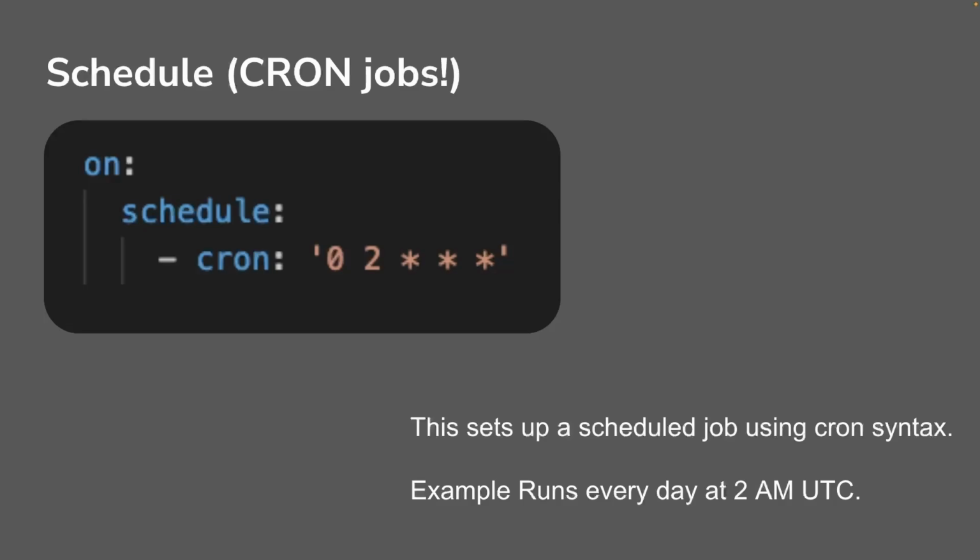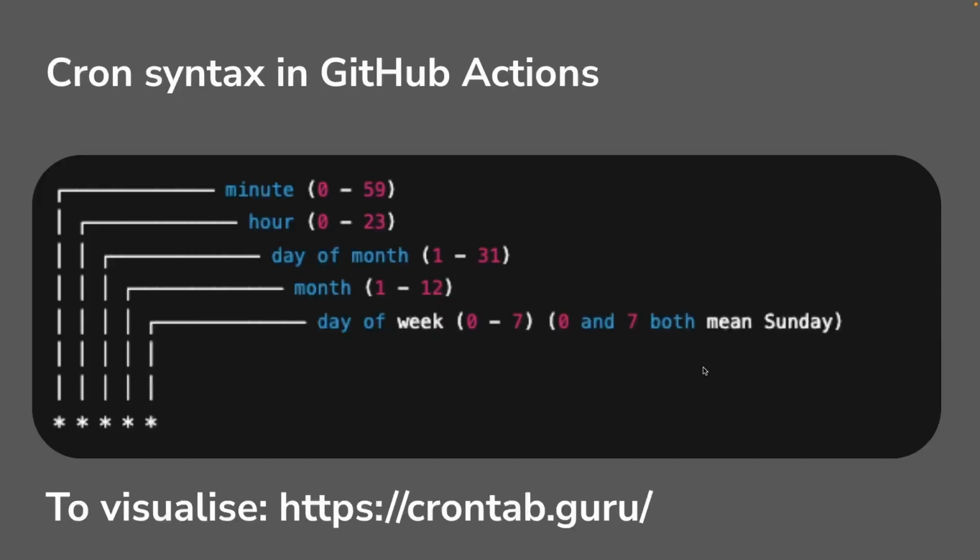Next, we have scheduled cron jobs. These are jobs that are scheduled. If we want to run a particular job at a particular time every day or weekly, then we can use this cron job. This sets up a scheduled cron job syntax, and this example will run at 2 a.m. UTC.